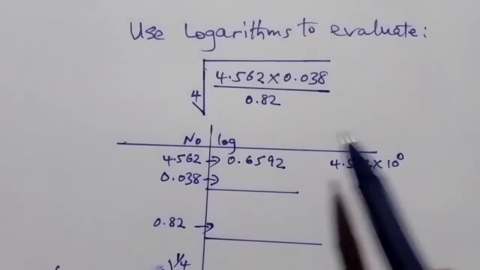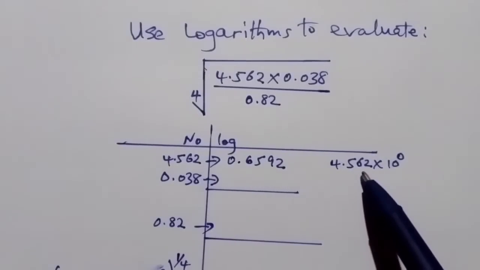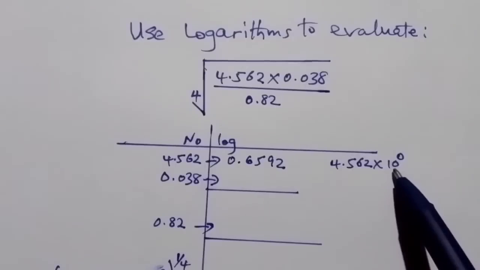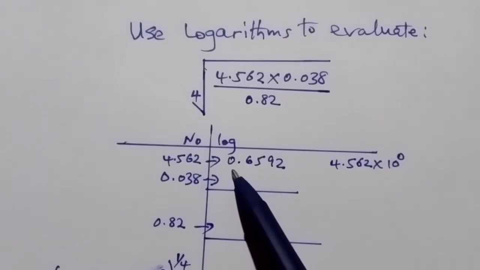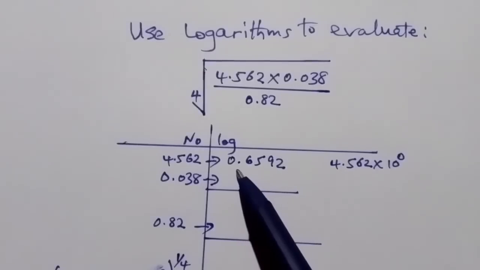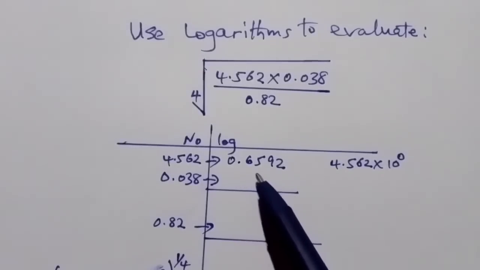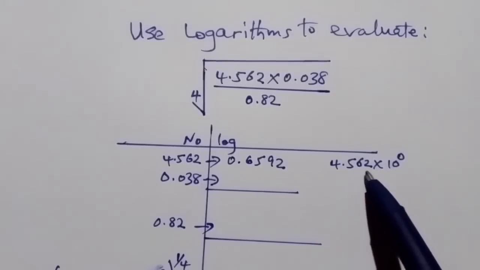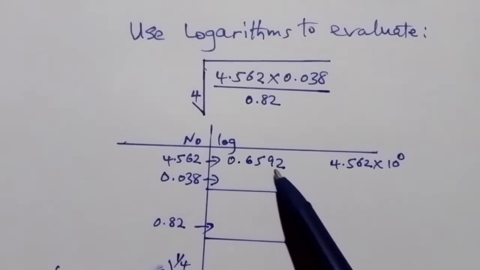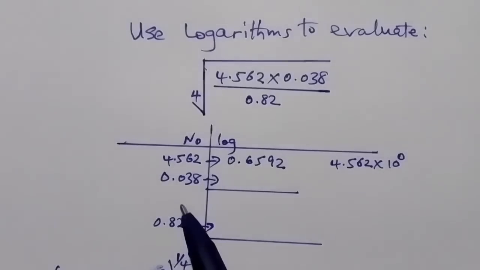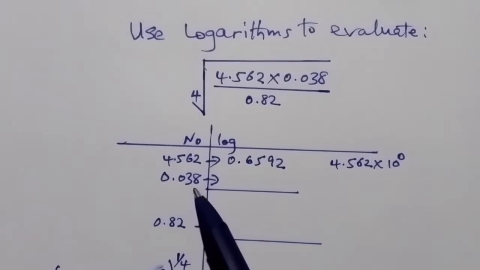The standard form of 4.562 is 4.562 times 10 power 0. So this 0 is what is here. Then we find the log of 4.562, which is 0.6592. Then we find the log of 0.038.